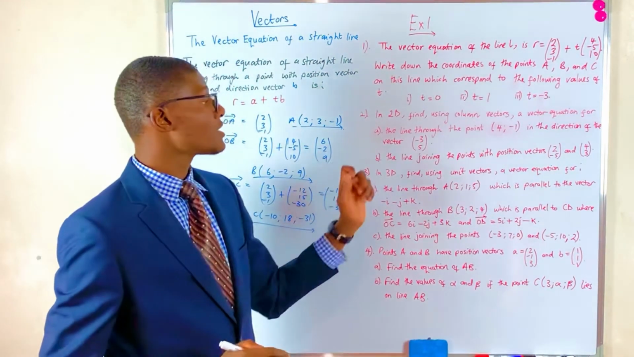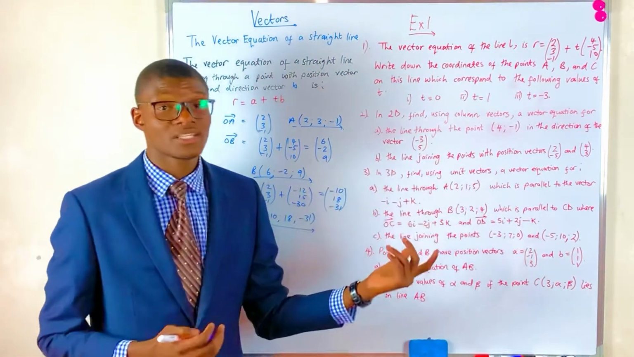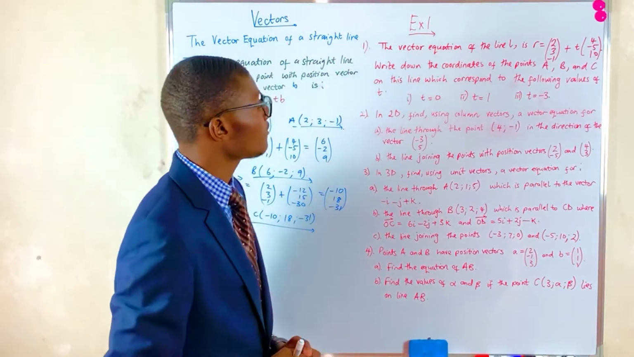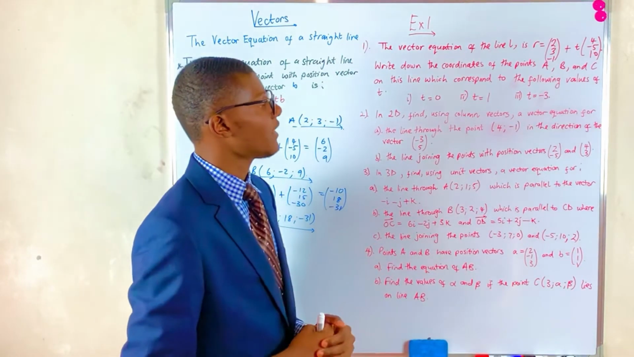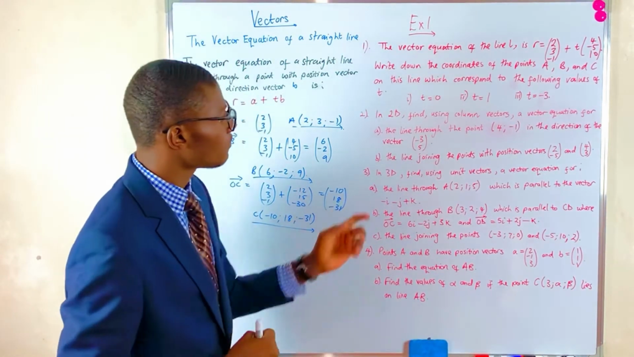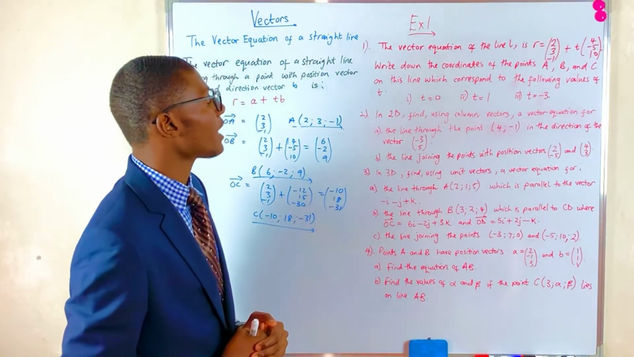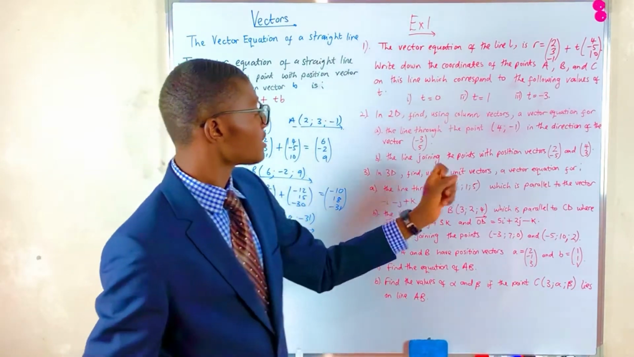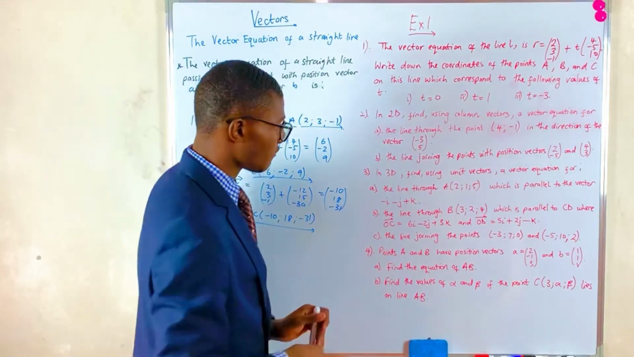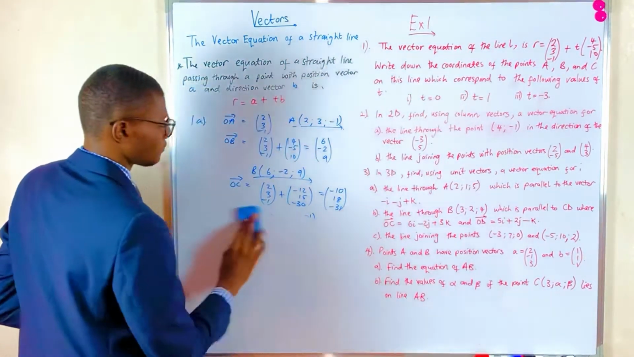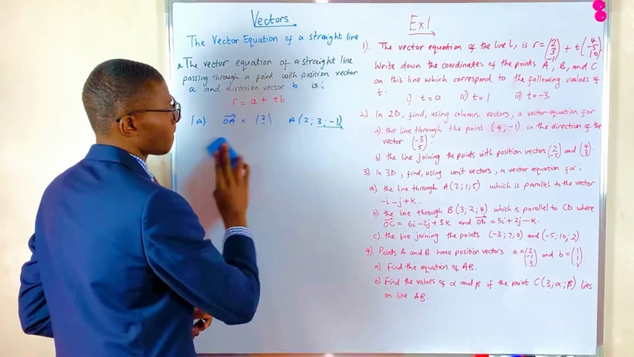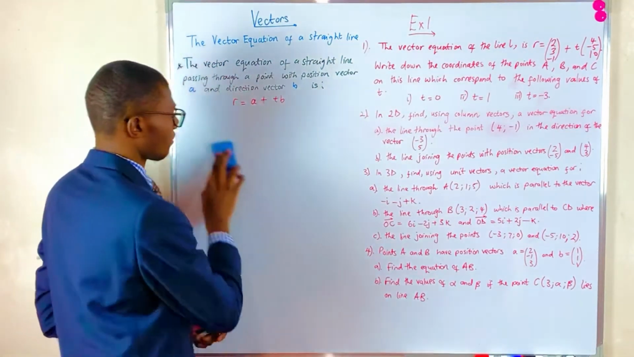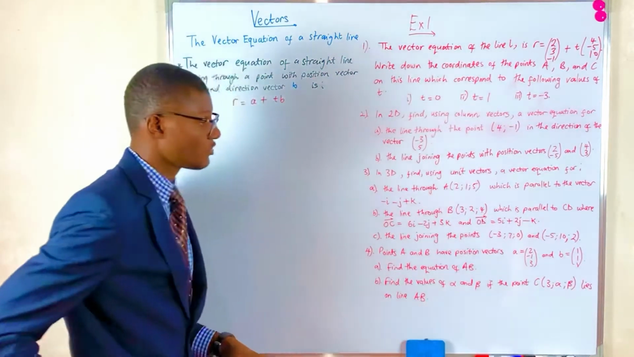And then question number 2 says in 2D, find using column vectors a vector equation for the first part, the line through the point (4, -1) in the direction of vector (-3, 5). So I'll erase this here. So this is now number 2.